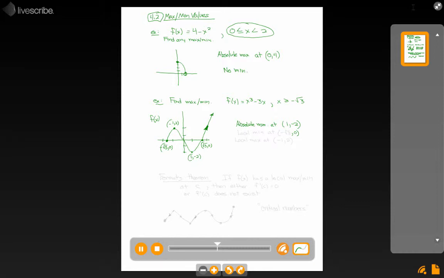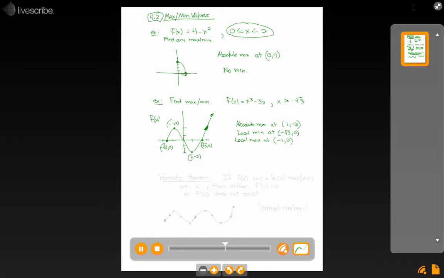We have a local minimum as well at the point negative root 3 comma 0. That point is lower than all points surrounding it, because as you move away from it, you have to go up. You have a local max at the point negative 1 comma 2.